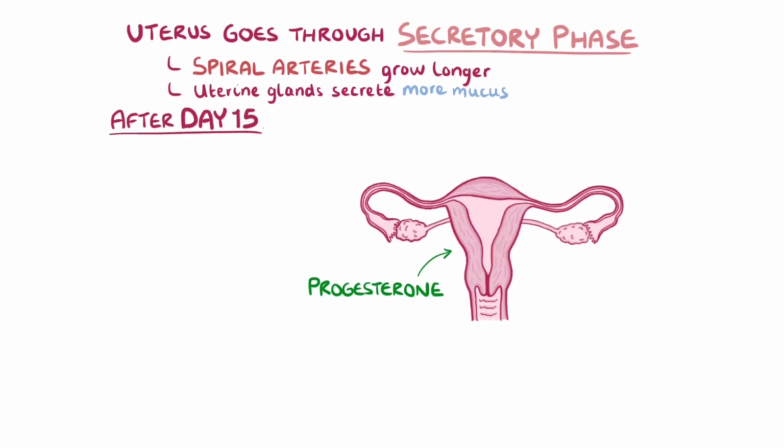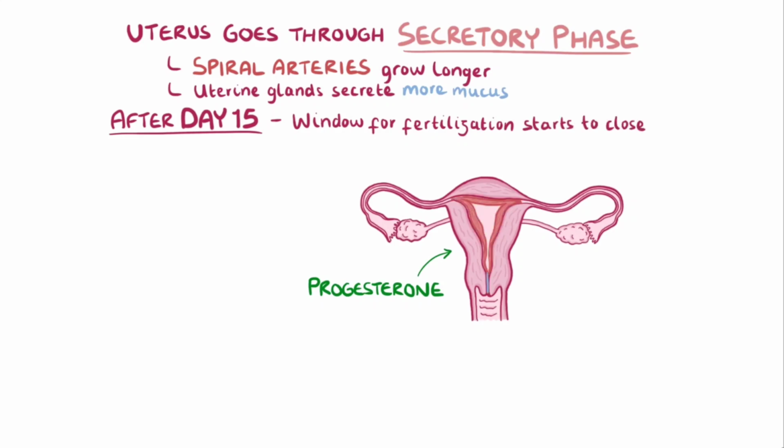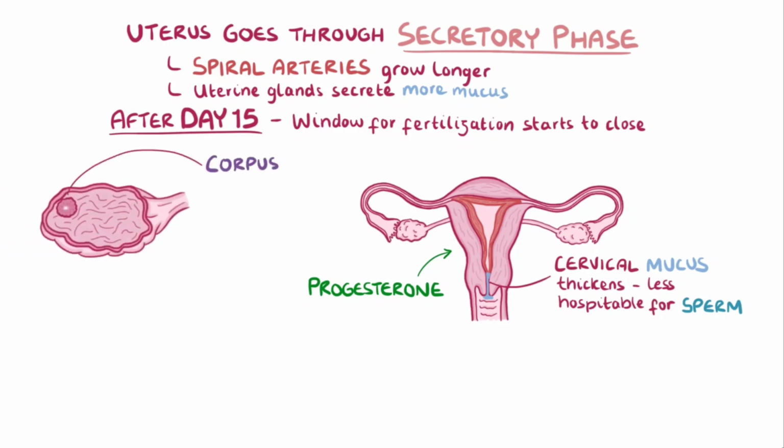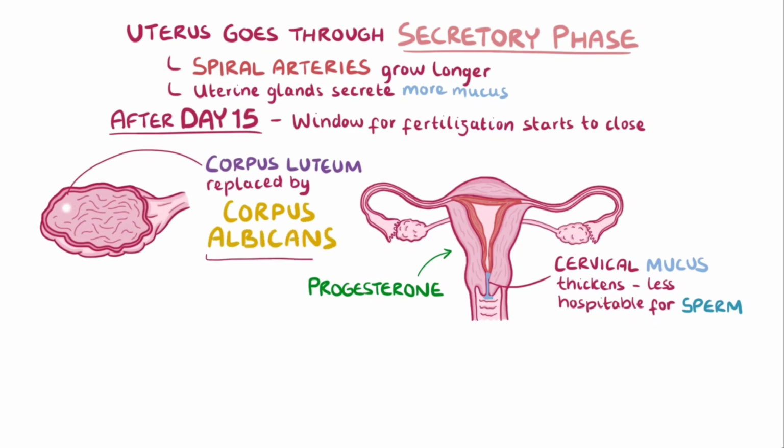After day 15 of the cycle, the optimal window for fertilization begins to close. The cervical mucus starts to thicken and becomes less hospitable to the sperm. Over time, the corpus luteum gradually degenerates into the non-functional corpus albicans.